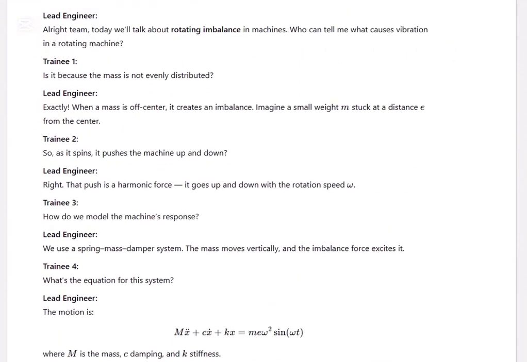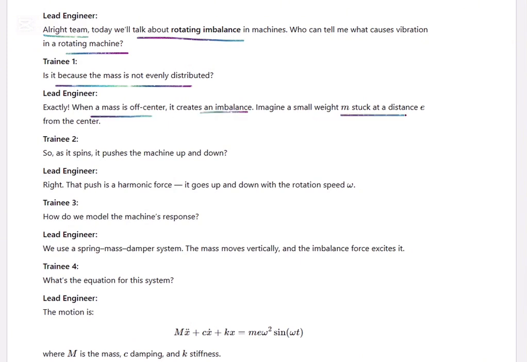Let's have a group discussion between engineers and trainees. Alright team, today we will talk about rotating imbalance in machines. Who can tell me what causes vibration in a rotating machine? Is it because the mass is not evenly distributed? Yes, even if a mass is off center, it creates imbalance.